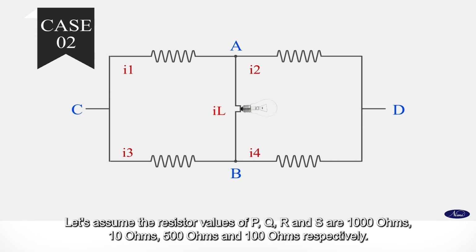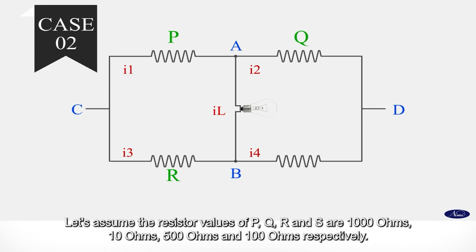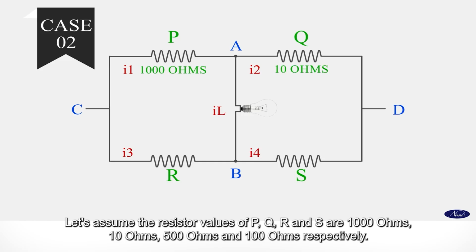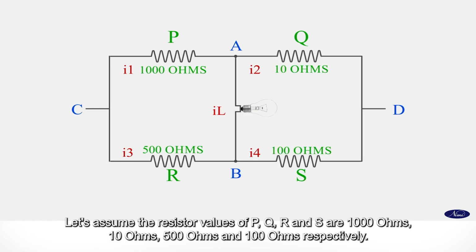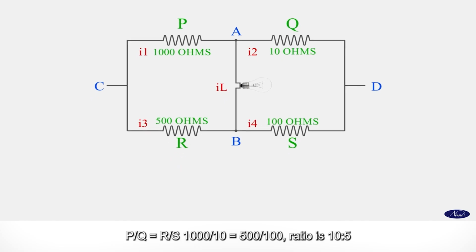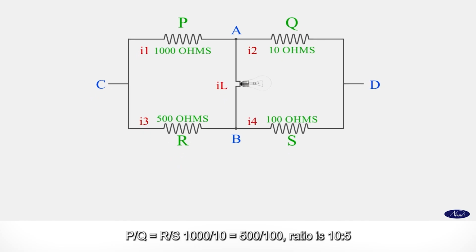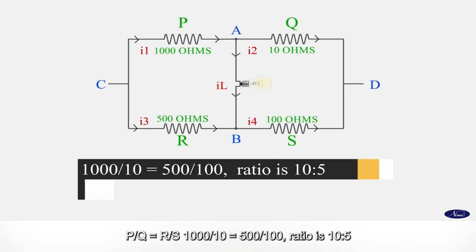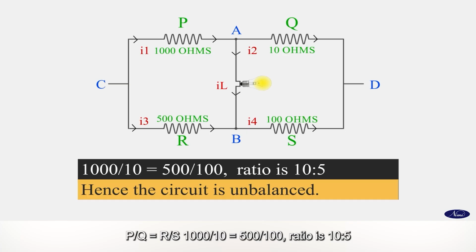Case 2. Let's assume the resistor values of P, Q, R and S are 1000 ohms, 10 ohms, 500 ohms and 100 ohms respectively. When we substitute resistance values into the ratios P upon Q is equal to R upon S, 1000 upon 10 is equal to 500 upon 100.